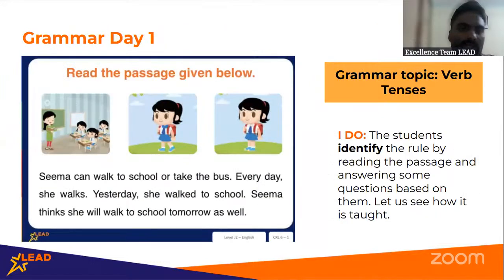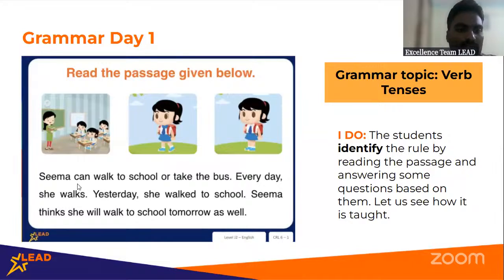So for example, this is the part of your CRL. In your lesson plan, in Grammar Day 1, this is the part, right? So what are the children supposed to do? As given here, the students will identify the rule by reading the passage and answer some questions based on them, right? Yeah, it is basically reading the passage. So they'll read this and they'll be answering the questions based upon them, right?